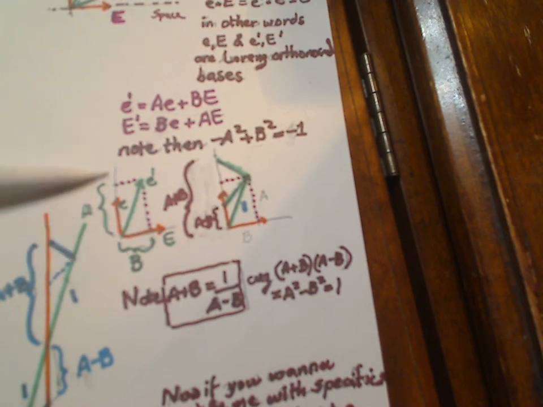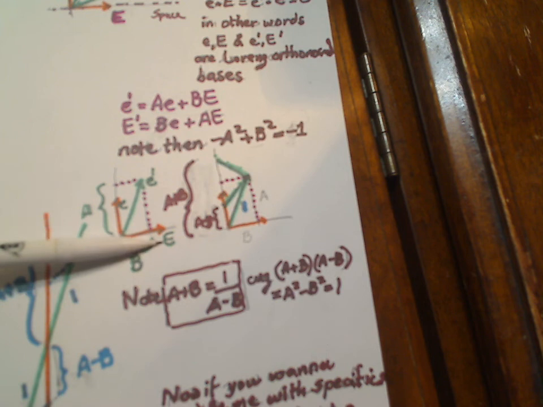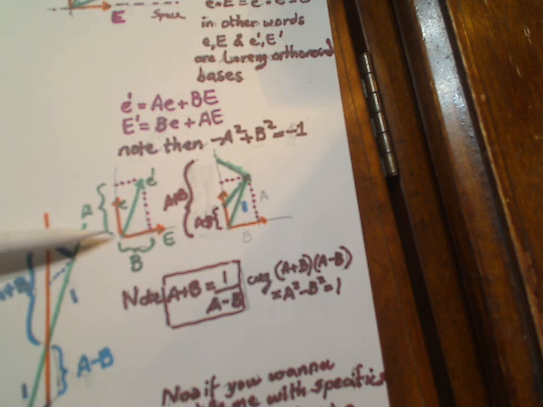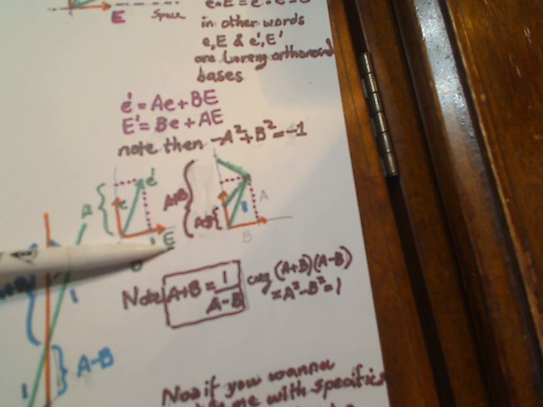Again, if you draw now in the axis of little e and capital E, if you draw E prime, notice you draw this as a rectangular coordinate system, right? And then you notice that this height here is capital A, while this length right here is capital B.